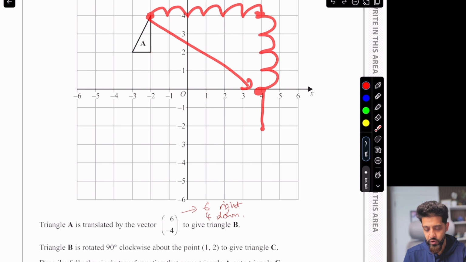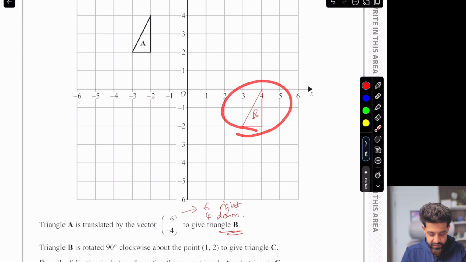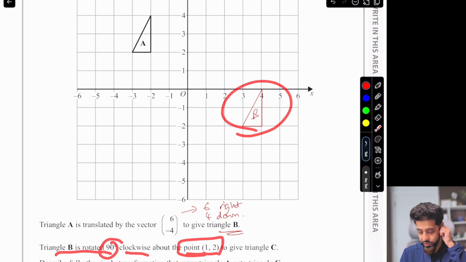And then what we can do is draw the rest of the shape out like that. Okay, right there. So that's where my first transformation takes it. Okay, and this is triangle B. Then this is rotated 90 degrees clockwise about the point 1, 2. So from the point 1, 2, it gives this triangle C, and you have to describe, well, let's see where it ends up. And this is the part that you can't see me doing.